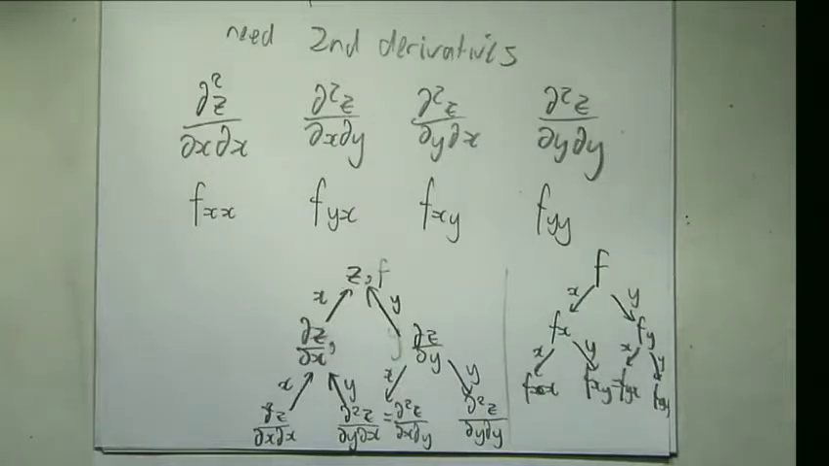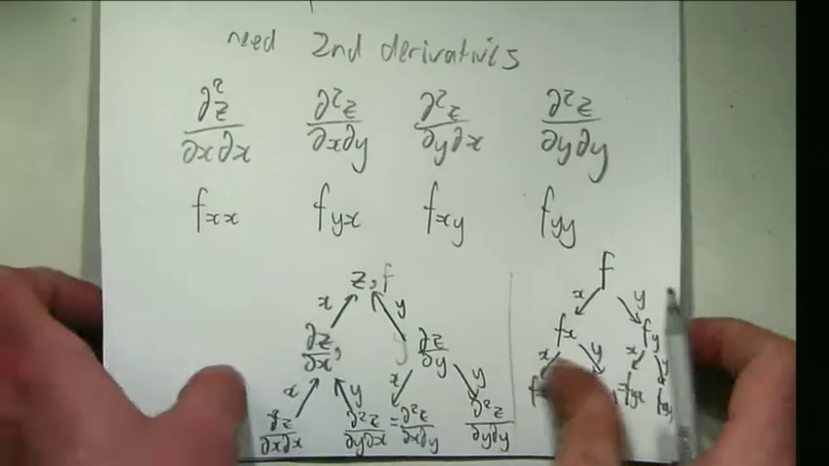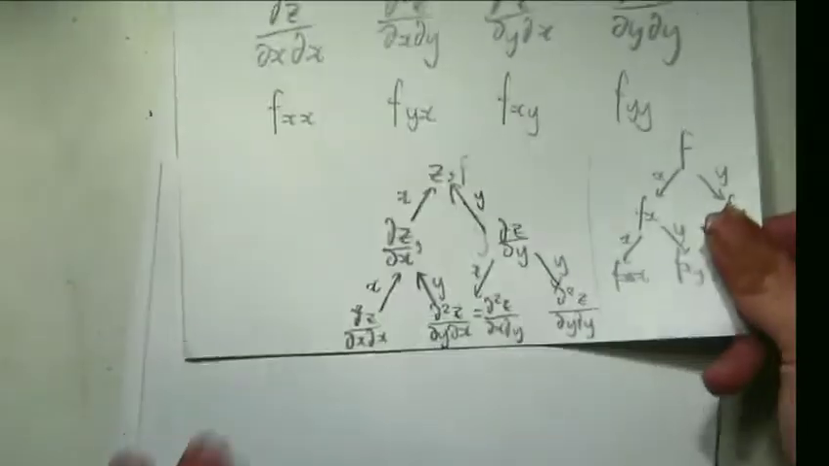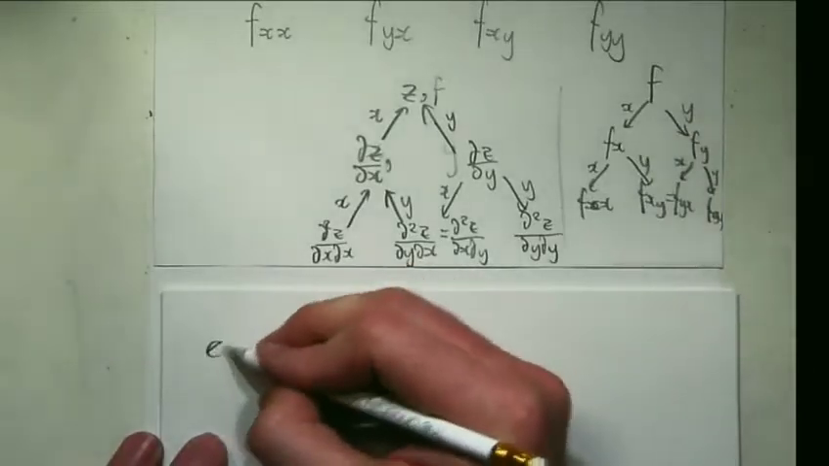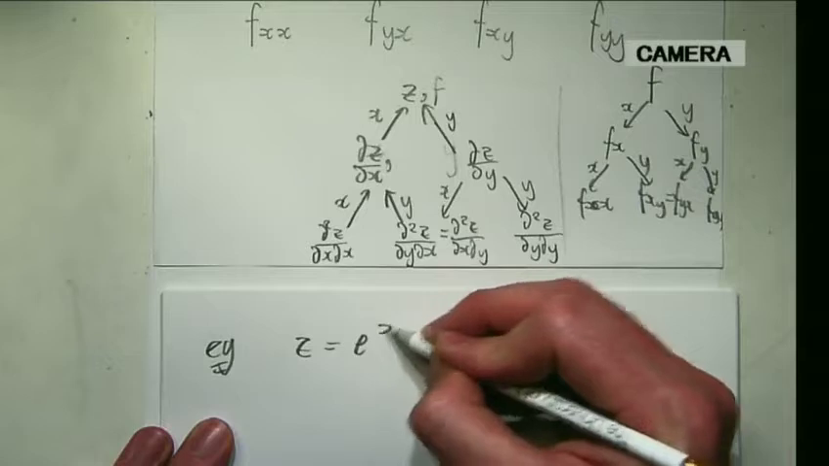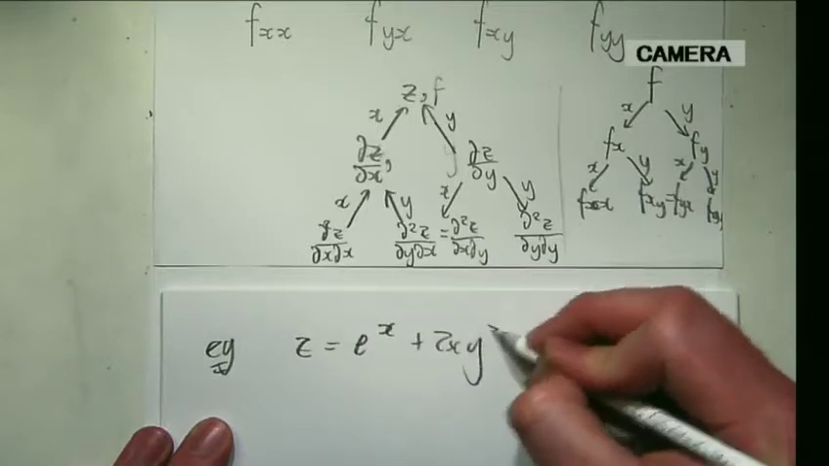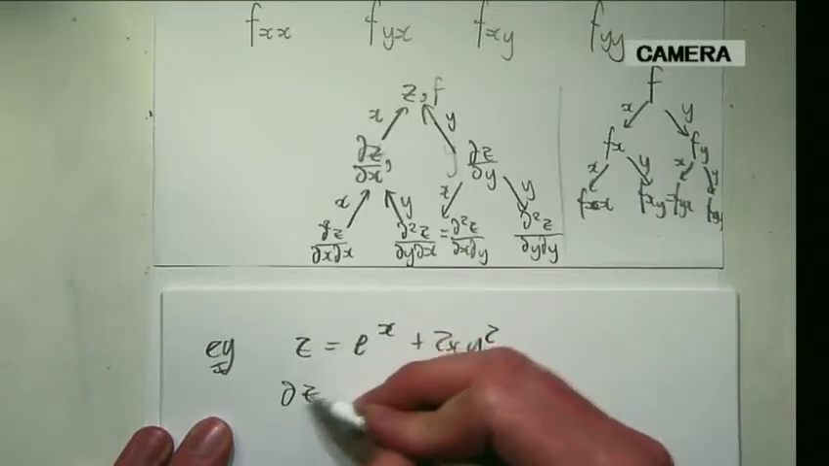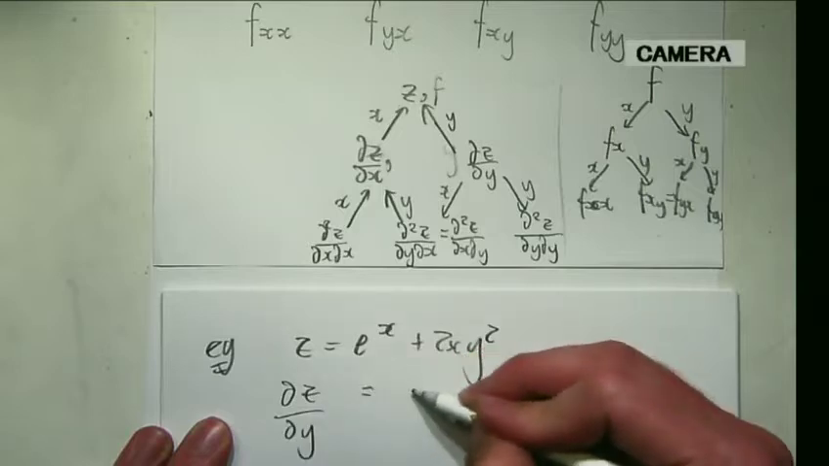So if you want to find fxx, first you need fx. If you want to find d squared z on dx dx, first you need dz on dx. So just as an example of how to find those second derivatives, I'll continue with the ones I had before. So I'm just copying out what I had before.